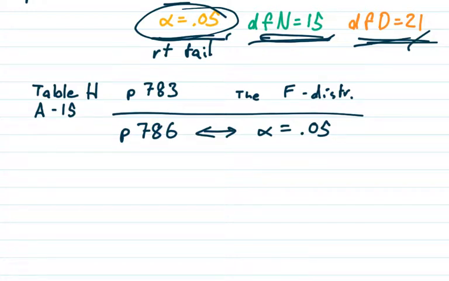We're going to see where row 21 and column 15 join up. And that gives us the critical value, 2.18. So this would be our critical F subscript alpha.